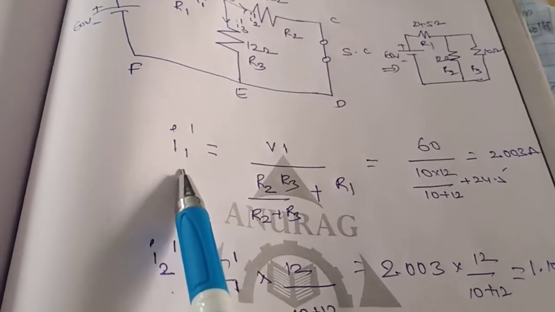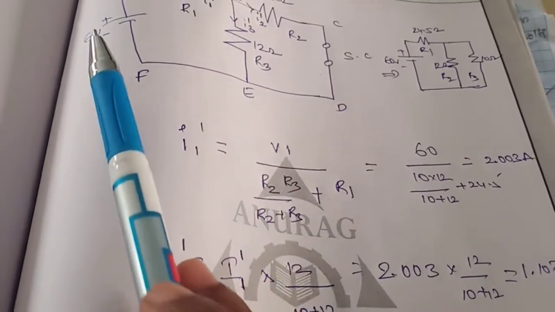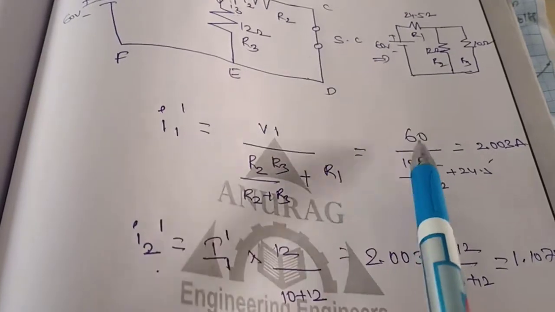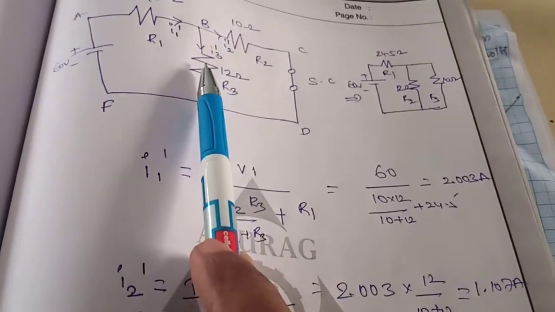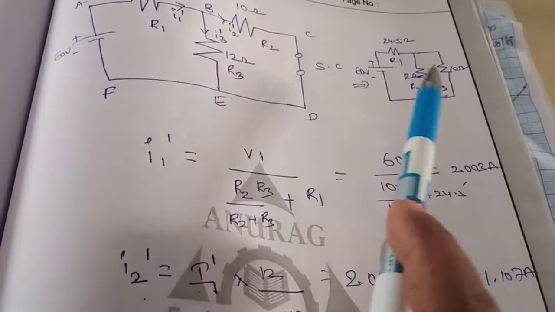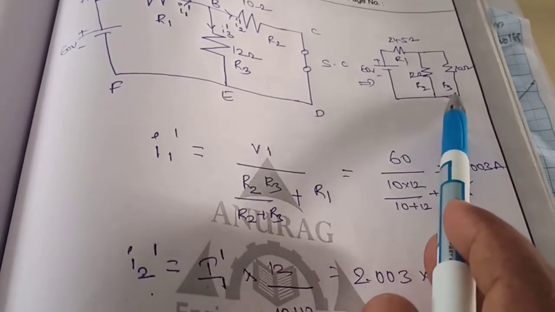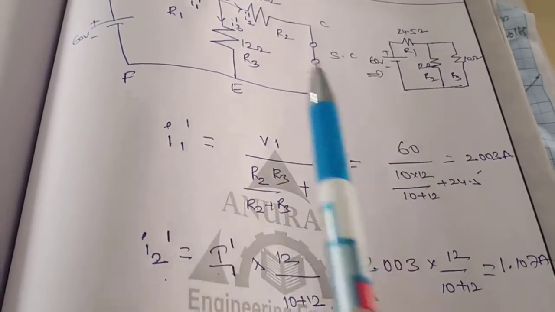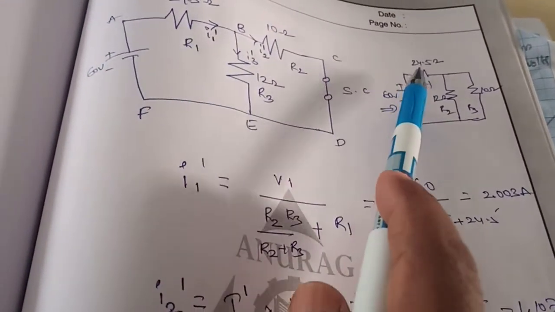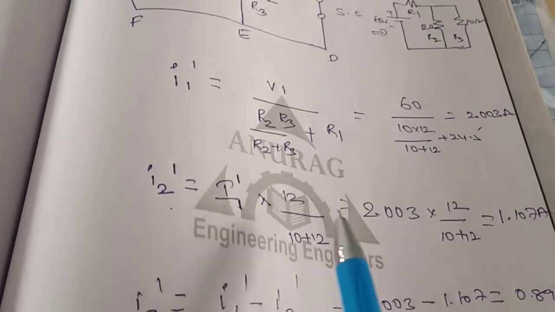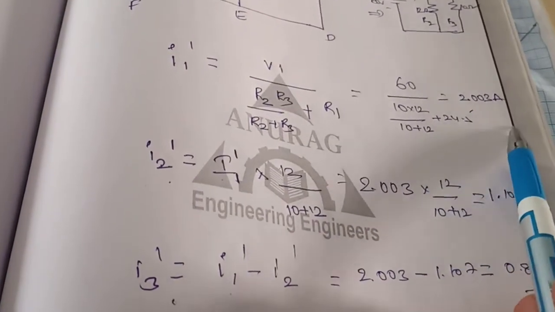So I1 dash equals V by R. We have considered this voltage as 60 volts divided by the resistance of the total circuit. R2 and R3 are in parallel, because if you redraw it, they will both be in parallel. So R2 R3 divided by R2 plus R3, plus the remaining resistance, that is 24.5. If you solve that, you will get I1 dash as 2.003 amps.